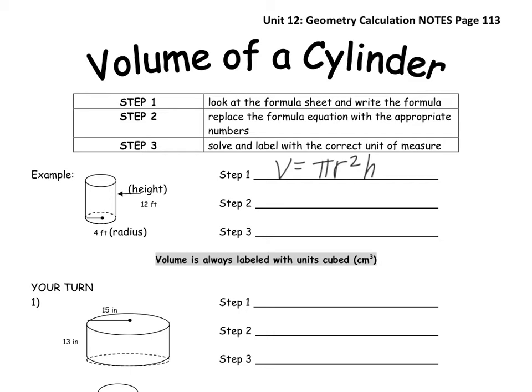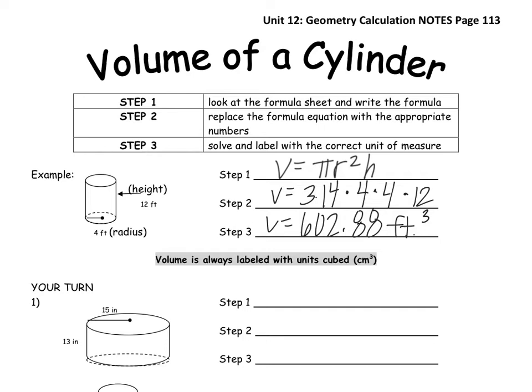Okay, so this example already has the height and radius labeled for us. So we use 3.14 for pi times 4 times 4, because when you square a number, that means you multiply it by itself twice, then the height is 12. Okay, so we multiply it together. 3.14 times 4, then multiply again by 4 times 12, you get 602.88 feet cubed.